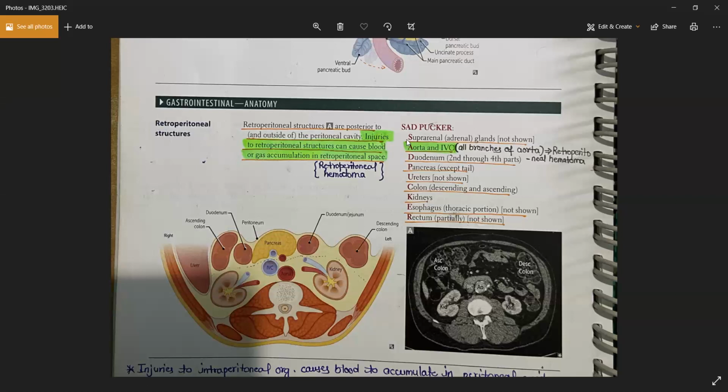For the S, you have the suprarenal glands, the adrenal glands. Then the aorta from A, as well as the inferior vena cava. So whenever you have any rupture in the aorta or any branch of the aorta, like the celiac trunk, the superior mesenteric artery, the inferior mesenteric artery, or the esophageal artery, any major branch, the bleeding will always be retroperitoneal. Similarly, if you have any rupture in the inferior vena cava, the bleeding will be retroperitoneal.